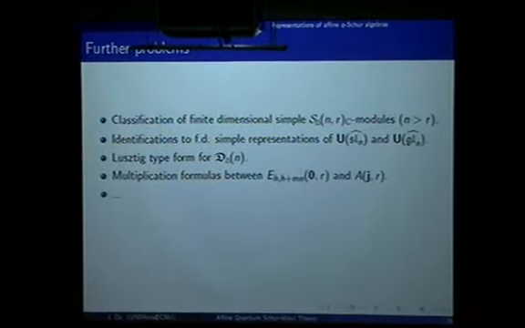Are there any questions? What is the multiplication of the delta?